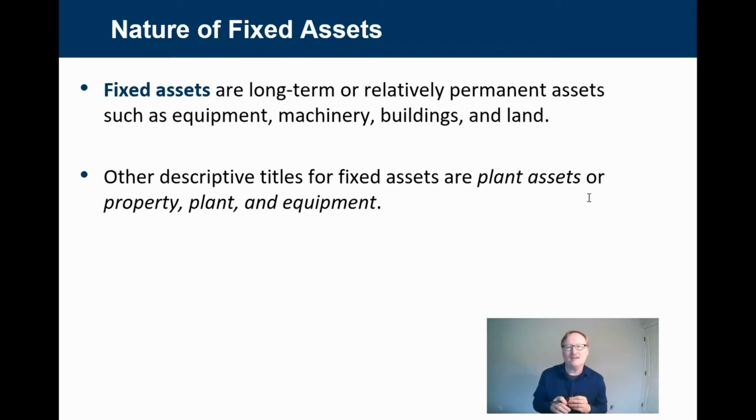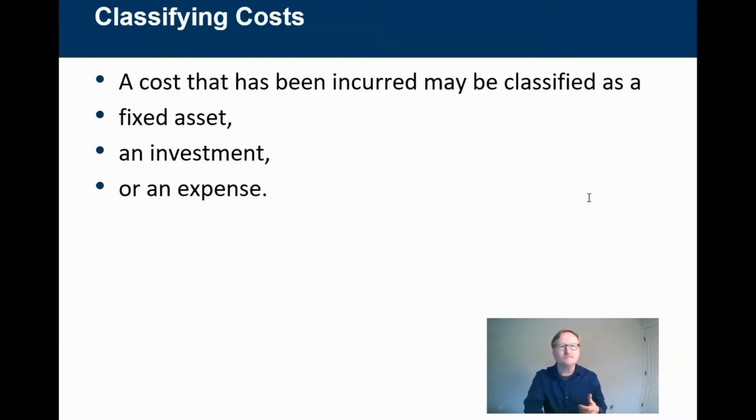You may even go to work somewhere and hear people say PP&E. Accountants and everybody else always have their little acronyms that they like to use, and PP&E is one of them. It stands for property, plant, and equipment. And typically they're talking about fixed assets when they use that term, PP&E.